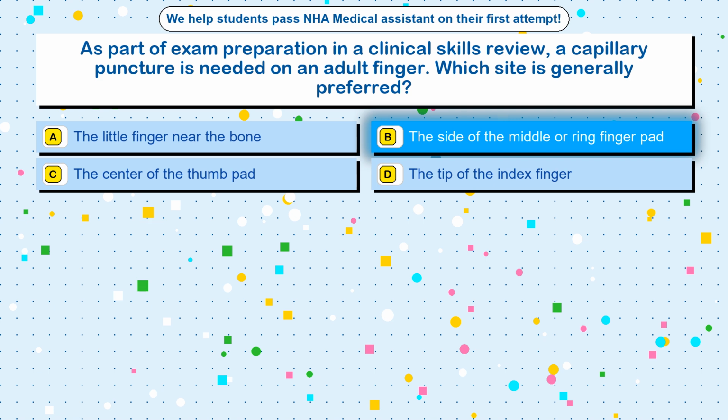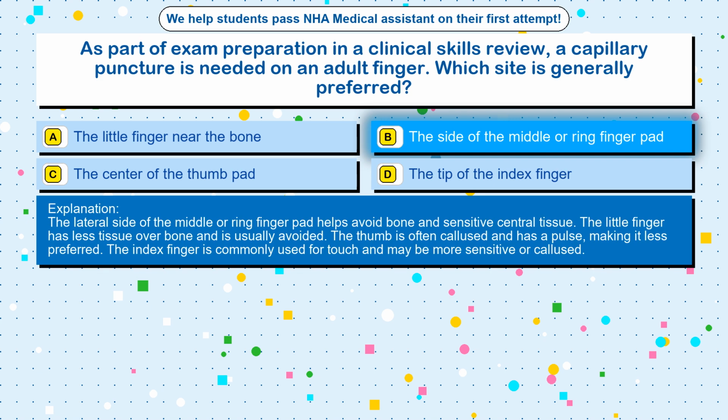The side of the middle or ring finger pad. The lateral side of the middle or ring finger pad helps avoid bone and sensitive central tissue. The little finger has less tissue over bone and is usually avoided. The thumb is often calloused and has a pulse, making it less preferred. The index finger is commonly used for touch and may be more sensitive or calloused.